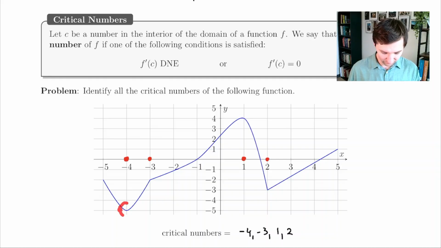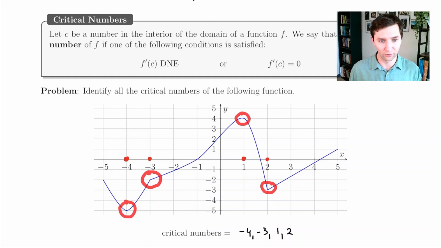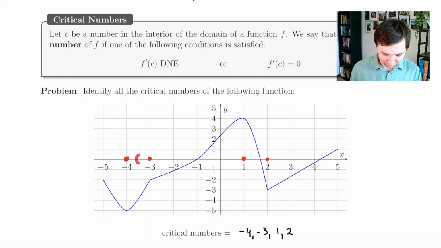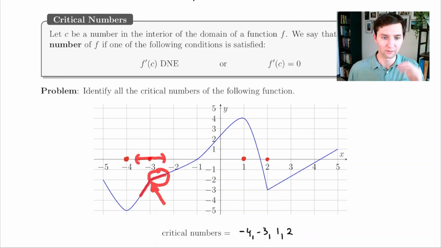Note that at -4, I have a local minimum. At 1, I have a local maximum. At 2, I have a local minimum. However, at -3, I do not have a local max nor local min, because no matter what interval I draw around -3, the piece of the graph will not have a maximum at -3 or minimum at -3, because points on the right are always taller and points on the left are always smaller. This means that critical numbers can, but don't have to give us local maxima or local minima.